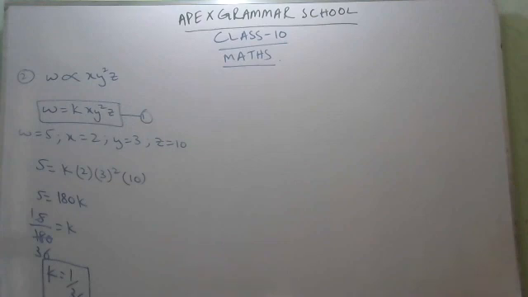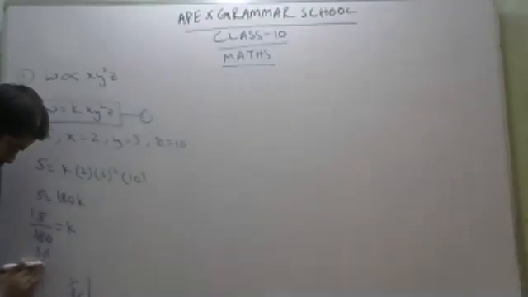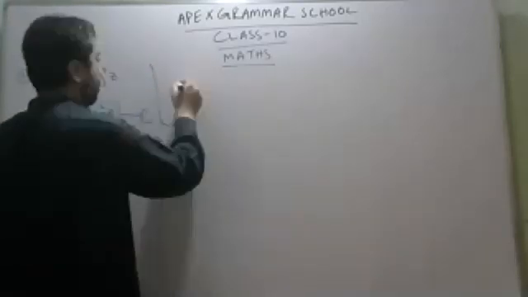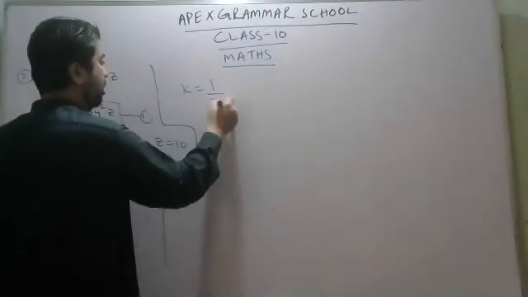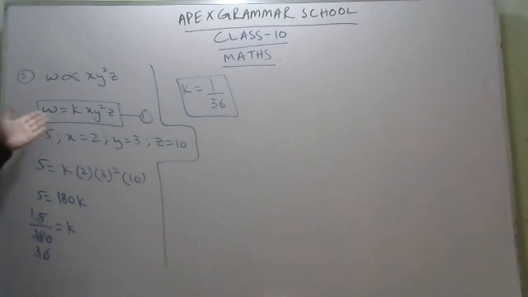This is the value of k. Now through this value of k, you will easily get the other required answers. k is equal to 1 over 36. Okay. Now we have this relation.